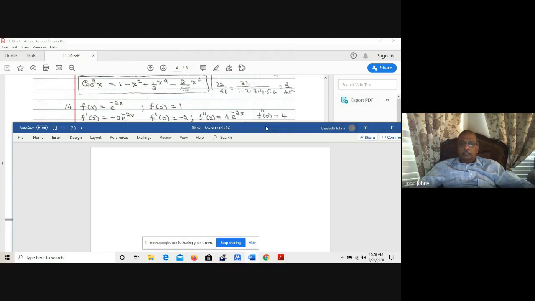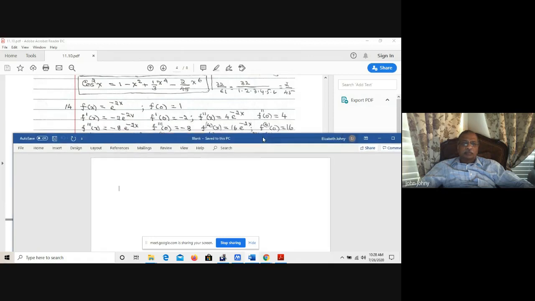So f double prime 0 is 4. f triple prime x is negative 8 e to the negative 2x. So f triple prime 0 is equal to negative 8. The fourth derivative is 16 times e to the negative 2x. So the fourth derivative at x equals 0 is 16.